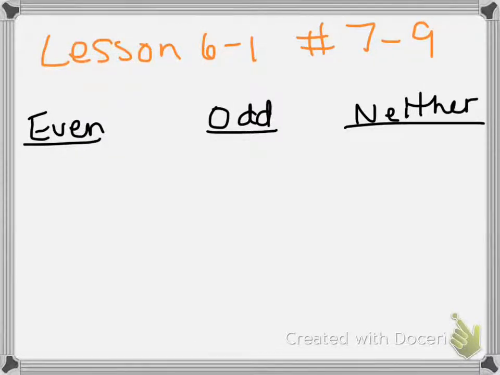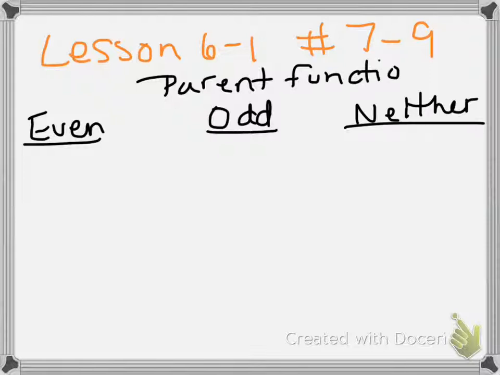Okay, so in this video we're going to look at questions 7 through 9 on lesson 6.1. The first thing I want you to do before we start answering question number 7 is just to remember what your even, odd, and neither parent functions are. So we're just talking about parent functions and which ones are even, odd, or neither. And remember, even symmetry comes from symmetry over the y-axis, odd is over the origin, and neither would have neither symmetry. Okay, so take a second, write your answers down.